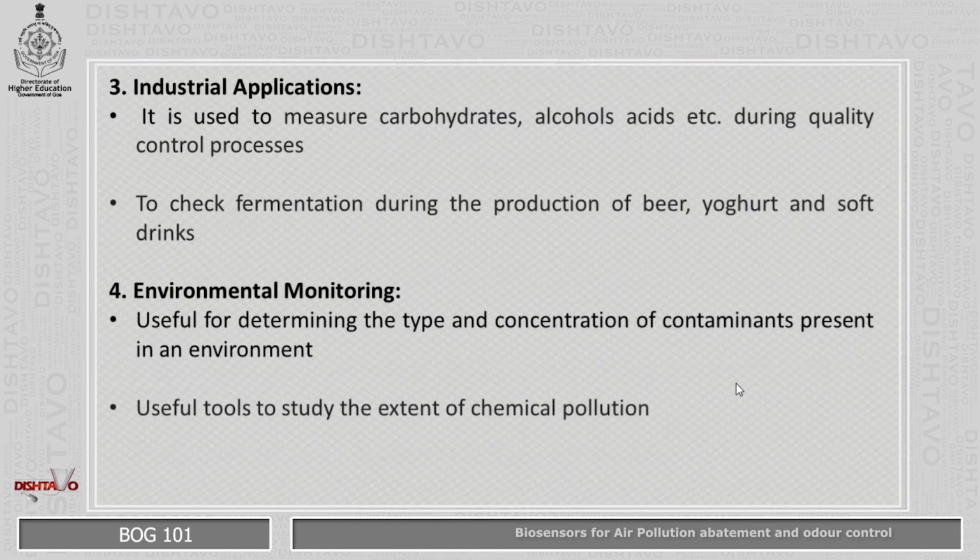The industrial applications are it is used to measure carbohydrates, alcohol, acids, etc. during the quality control process. It is used to check fermentation during the production of beer, yogurt, and soft drinks. Environmental applications of biosensor, they are useful for determining the type and concentration of contaminants present in an environment. They are useful tools to study the extent of chemical pollution.